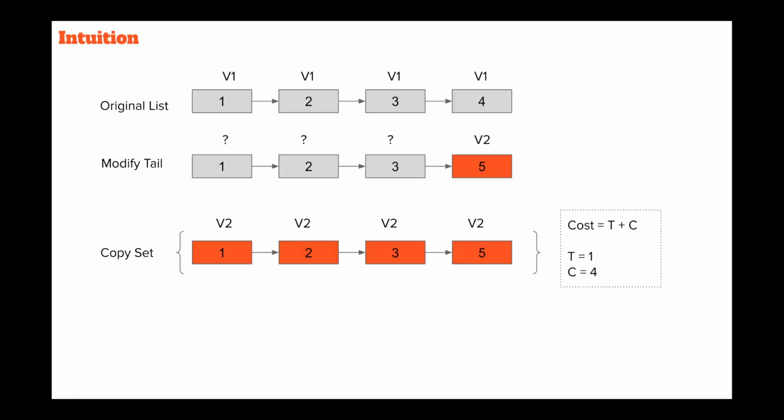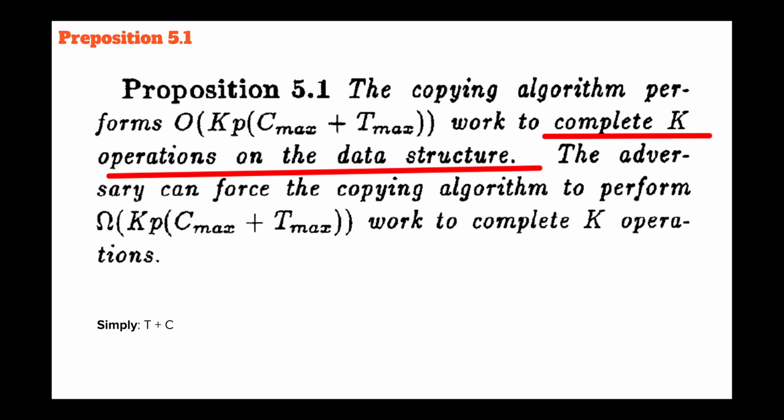Alright, so now let's go over the copying algorithm. A quick intuition says that we have the total cost as T plus C. We have already seen how C is more dominating in the case of a doubly linked list and things like that. So this is Proposition 5.1 from the paper. Here it talks about the copying algorithm, where k operations cost around kP times C plus T, and we'll go over the caching algorithm.